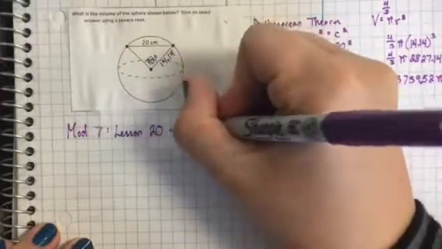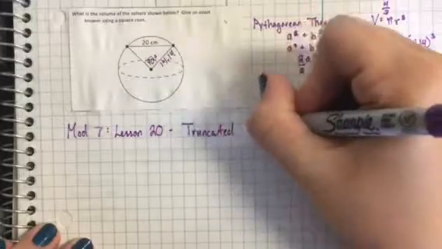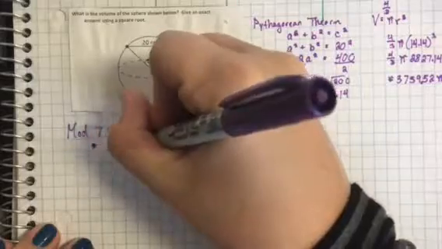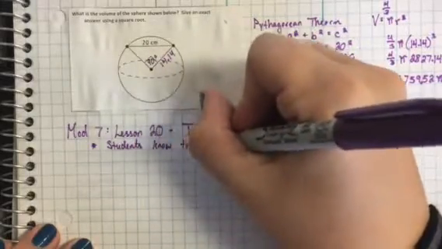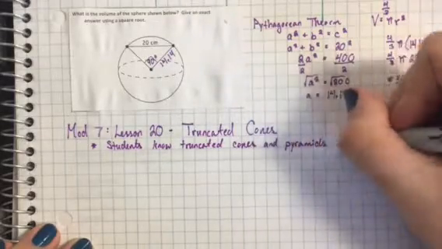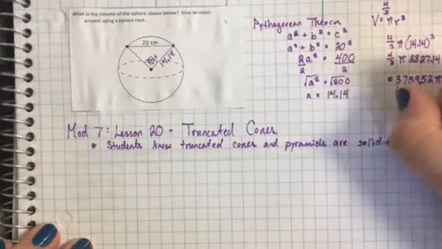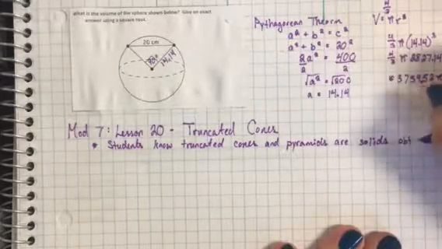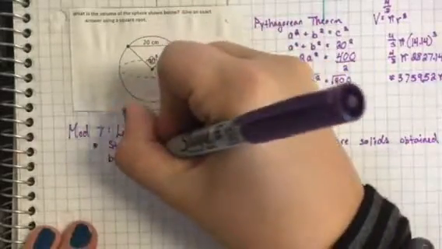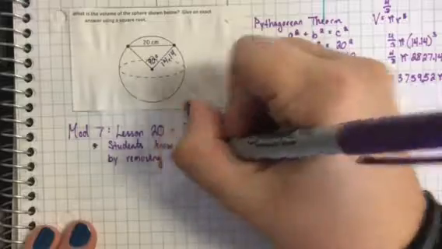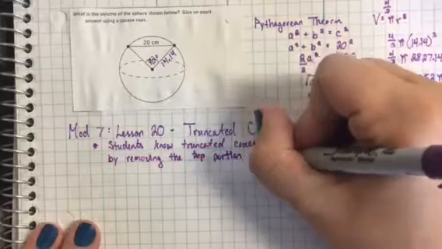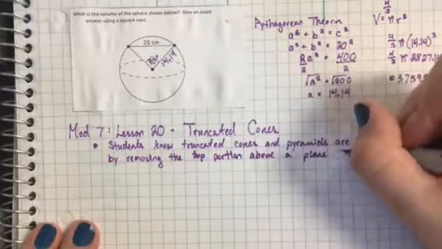Moving on to Module 7, Lesson 20, we're going to look at an example of that truncated cone, or the cone that's missing kind of the top or bottom piece. So our objective says students know that truncated cones and pyramids are solids, and they're obtained by removing the top portion above a plane, and it's going to be parallel to the base. So we're just going to slice the top off of that cone.